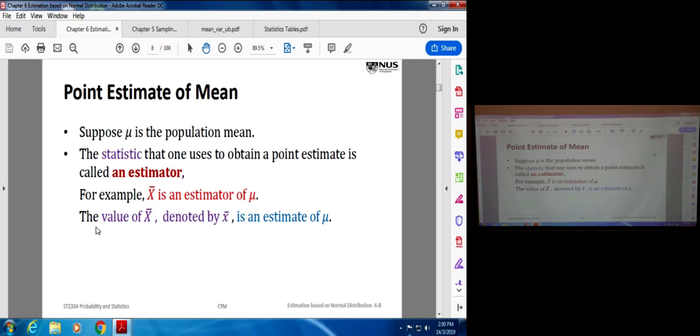Okay, so let's resume. Let's have a look at a point estimator of the mean of a random variable. Suppose mu is the population mean. What does that mean? What I want to say is that mu represents the average value of the random variable. So basically mu, in the notation of this slide, is just the expectation of X. And we've seen that that is either a sum or integral over the support of the random variable.